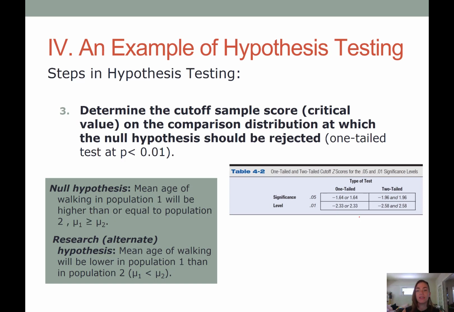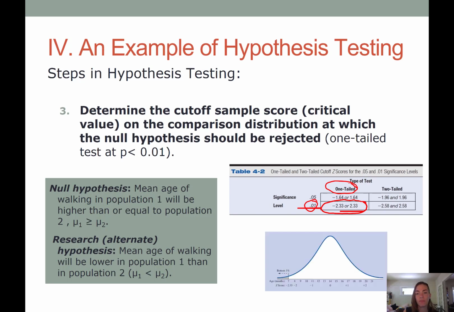So we're using a significance level of 0.01, right? So that's this row. And I'm doing a one-tailed test, right? So that means that my cutoff scores here will be either negative 2.33 or positive 2.33. Remember that we are interested only in the lower tail because I want to see if babies who take the vitamin have a lower, a younger walking age than babies in general who don't take the vitamin. So in that case, my cutoff score is going to be negative 2.33.